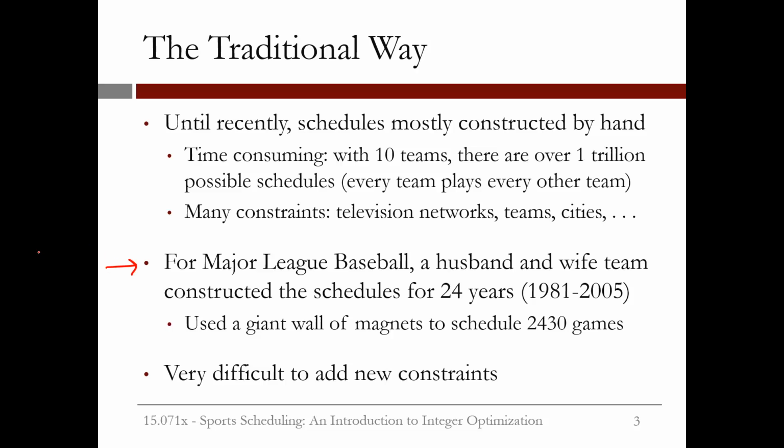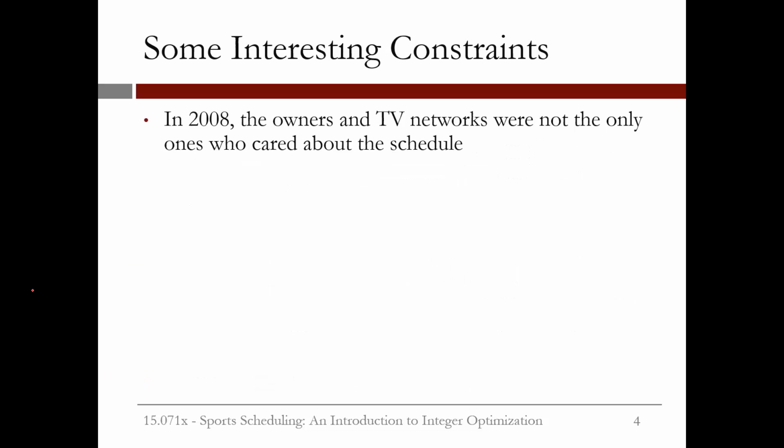For Major League Baseball, a husband and wife team constructed the schedules for 24 years. They mostly built the schedule by hand and used a giant wall of magnets to schedule 2,430 games each year. Not only is this approach time-consuming, but it's very difficult to add new constraints. If one new constraint is added, that might make the schedule infeasible and the process would have to start all over again. There have been many interesting constraints that have been added by interesting people.